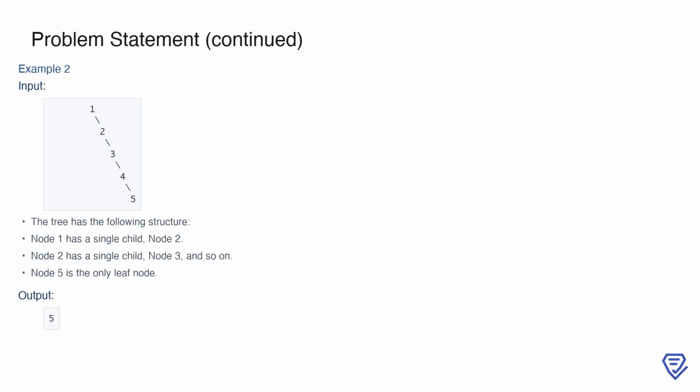Now consider a different example. In this tree, the root node, 1, has only one child, node 2. Node 2, in turn, has one child, node 3, and this pattern continues until node 5, which is the only leaf node. Here, there is only one path from the root to the leaf, which traverses nodes 1, 2, 3, 4, and 5. This path includes 5 nodes, so the maximum depth of the tree is 5.